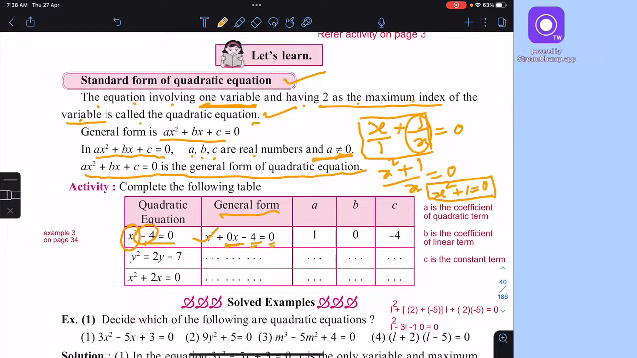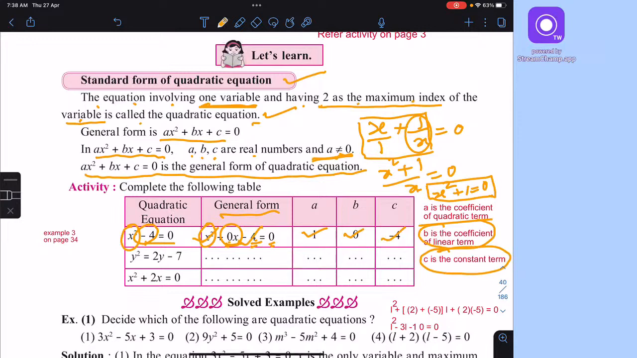And if you compare this with ax² + bx + c = 0, a means what? A is the coefficient of the quadratic term. Here the coefficient of the quadratic term is 1, so a is 1. What is b? B is the coefficient of the linear term. So here the linear term is 0x, and therefore b is 0. And what is c? C is the constant term. So here the constant term is -4.